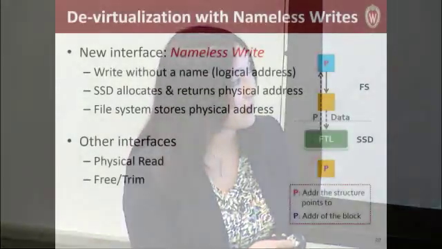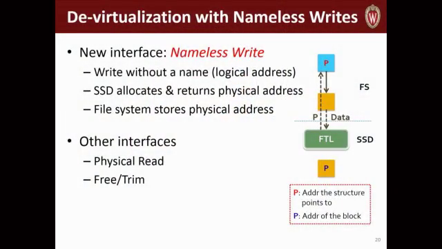For nameless writes, we also need a set of other interfaces to work together. For example, for reads, we now need to use the physical address P to read the data block, and we call it physical read. Also, because nameless write is an allocation process, we also need deallocation, so we use the free or trim command for deallocation.